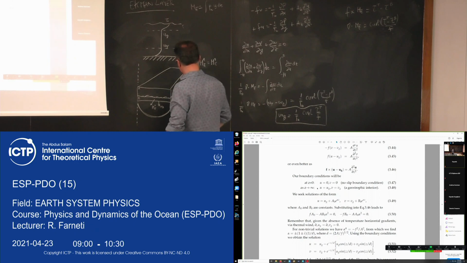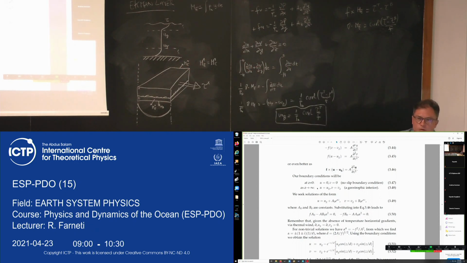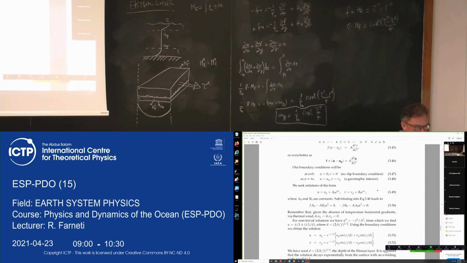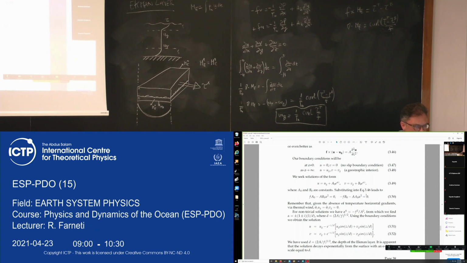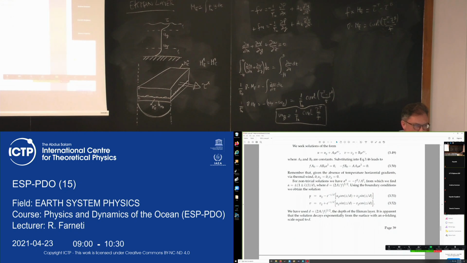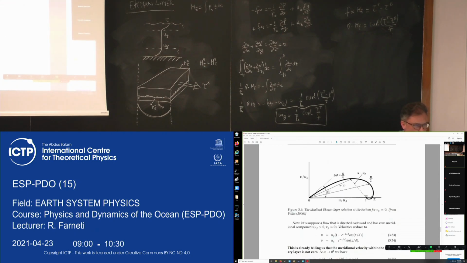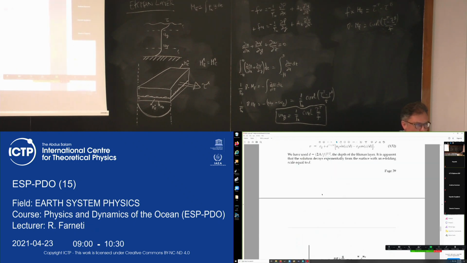So as you approach, as you get out of the boundary layer, then the velocity will have to be equal to the geostrophic velocity. You seek the solution the usual way. You find this solution, and you get an expression for U and V, the usual Ekman spiral solution. Okay, so this will be the bottom Ekman layer spiraling.